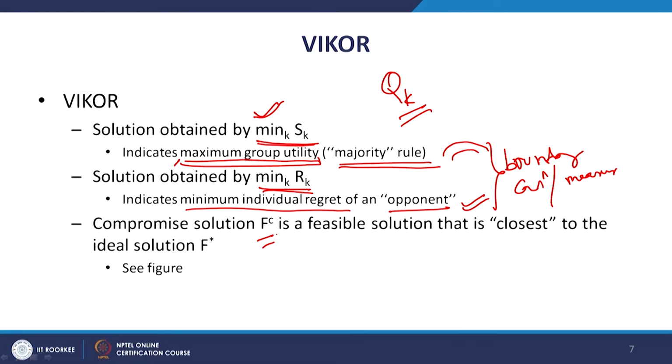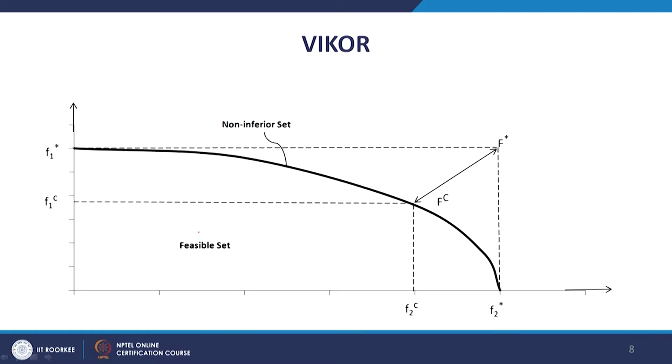Now, at this point let us also talk about the compromise solution FC. So, what do we mean by compromise solution FC? We have already talked about what we mean by compromise solution. We are here indicating it using capital FC. This is a feasible solution that is closest to the ideal solution F asterisk. So, let us understand this through a graphic here.